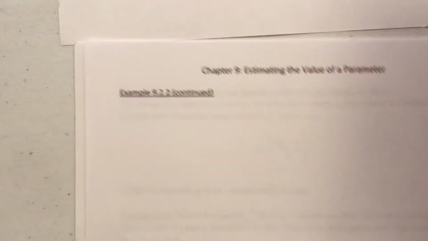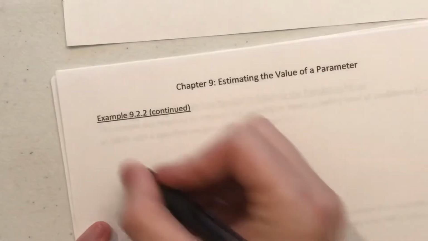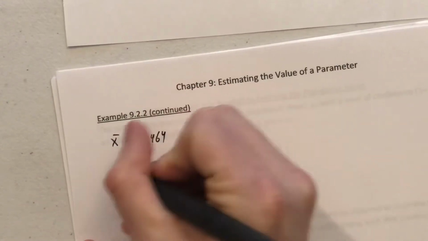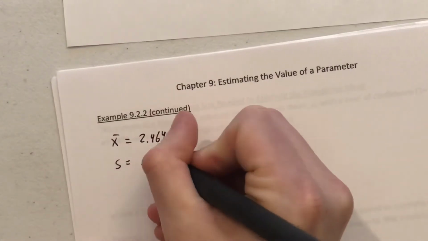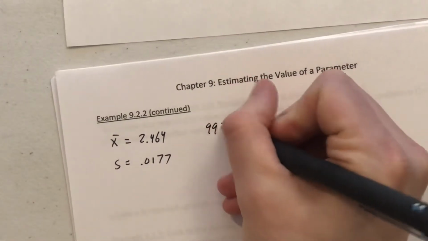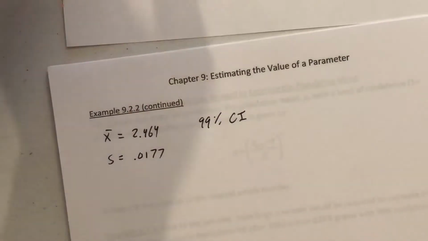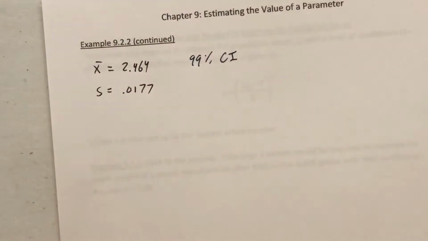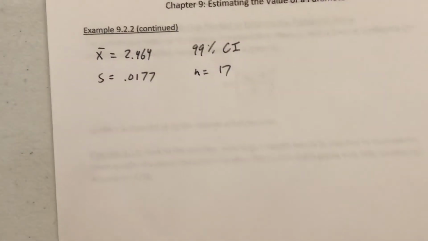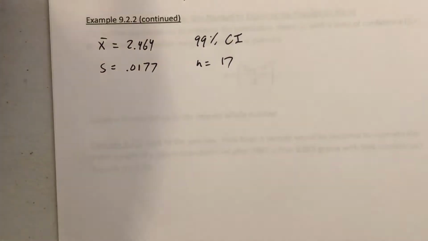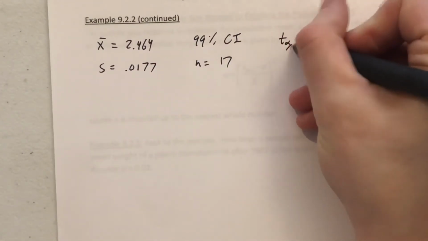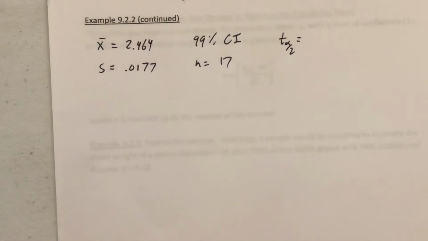Actually, let's copy it down. So we need, for a sample mean of 2.464, sample standard deviation of 0.0177, a 99% confidence interval from our sample size of 17. All right, so let's determine our t-score, our t sub alpha over 2.